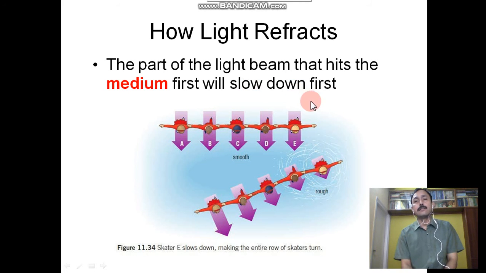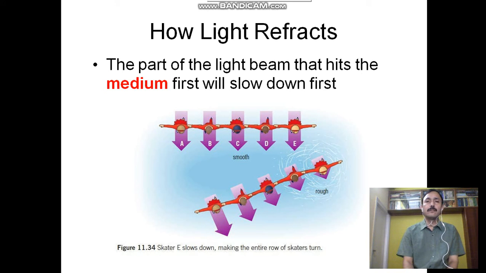The part of the light beam that hits the medium first will slow down. How? So this is the medium. This light is coming from different points. So due to this, the light beam is slowed down, and this makes the entire row of waves turn.